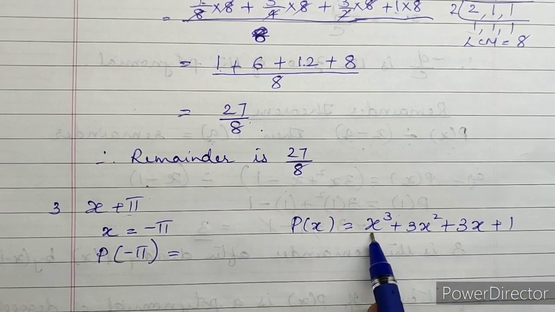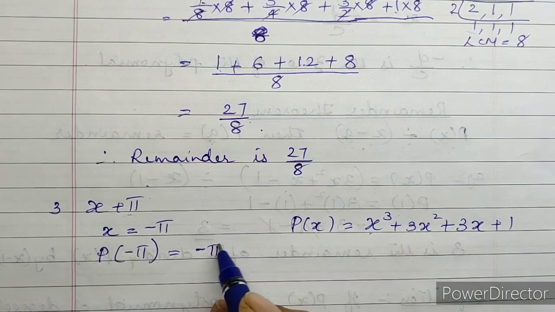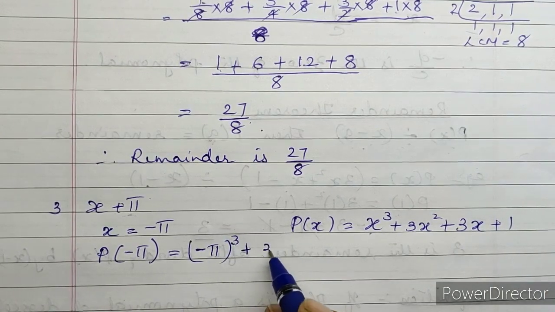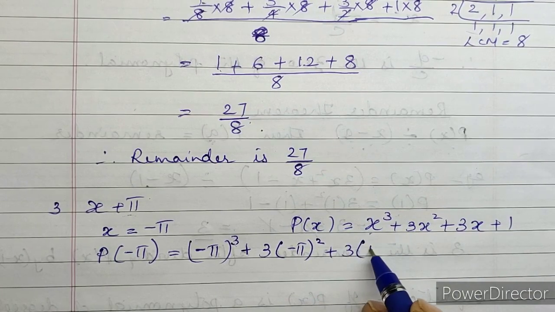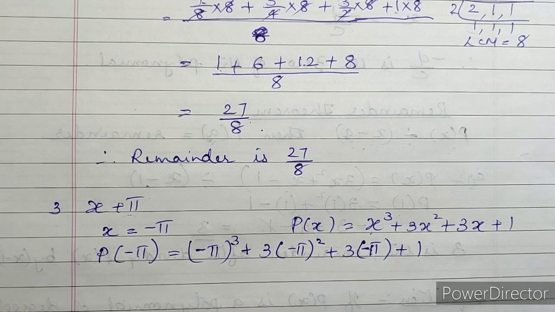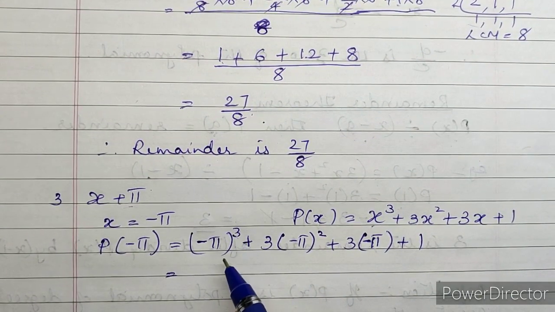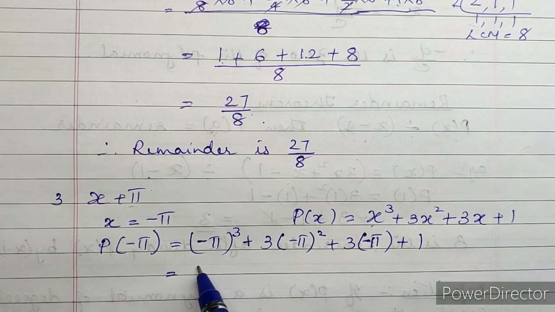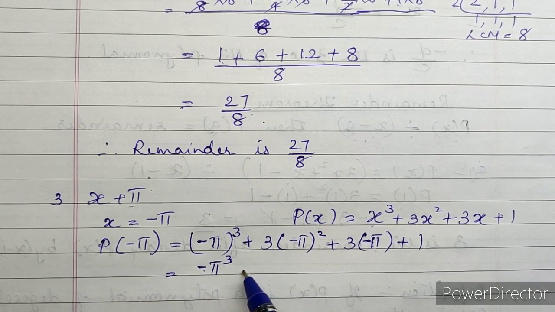So in that you have to substitute wherever x comes, you have to put minus pi. So minus pi whole cube plus 3 into minus pi whole square plus 3 into minus pi plus 1. So that is minus pi whole cube. It is minus pi cube only. Negative will not change because it is odd number of times it is repeating.